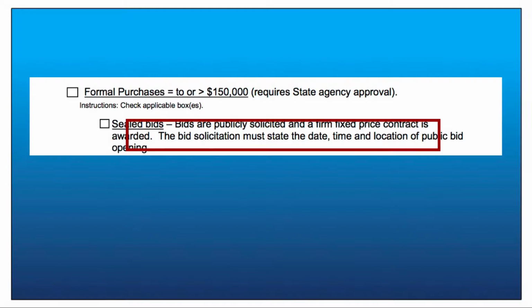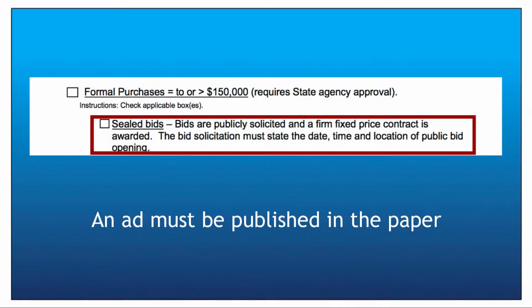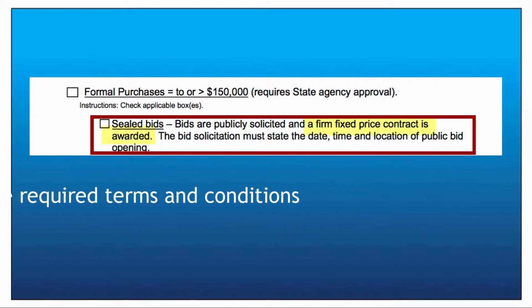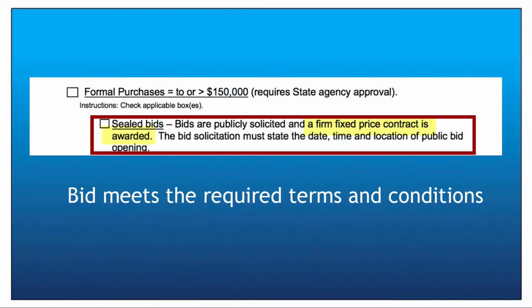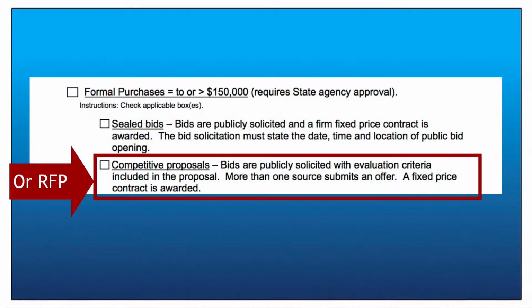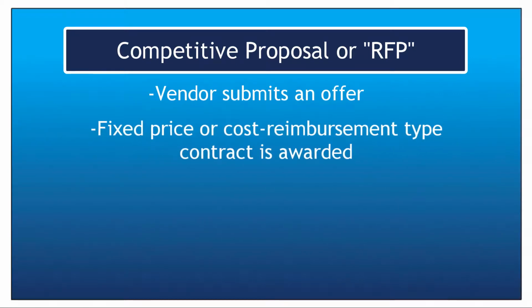Sealed bids must be publicly solicited. This usually means an ad must be published in the paper. A firm fixed price contract is awarded to a responsible bidder whose bid meets the required terms and conditions and is lowest in price. In a competitive proposal or RFP, the vendor submits an offer and either a fixed price or cost reimbursement type contract is awarded.